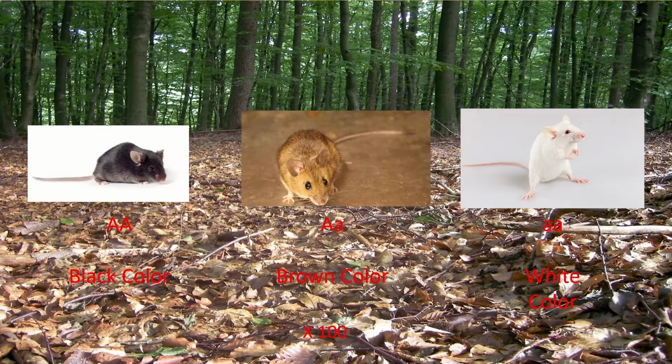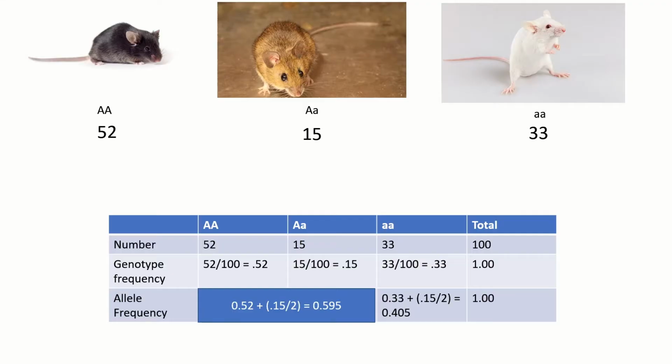To begin the study, we collect 100 of this species of mice, and the numbers we collect are as follows: 52 black mice, 15 brown mice, and 33 white mice. Using these numbers, we can calculate our genotype and allele frequencies. To calculate genotype frequency, we take the number observed and divide by the total, which in this case is 100. To calculate our allele frequency, we first take our heterozygote genotype frequency and divide it by 2, then add to the genotype frequency of big A and little a respectively. This number should equal 1 when added together, if we are under equilibrium.